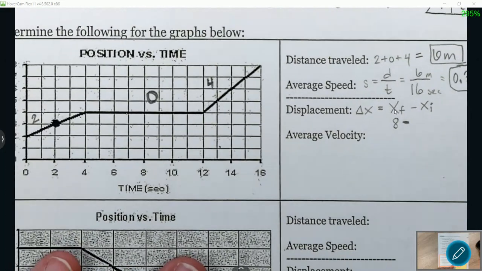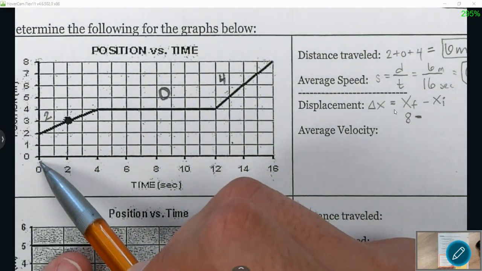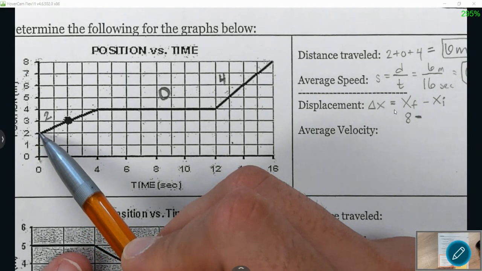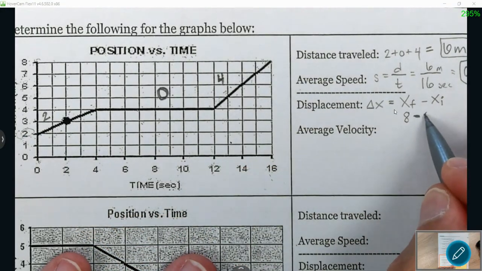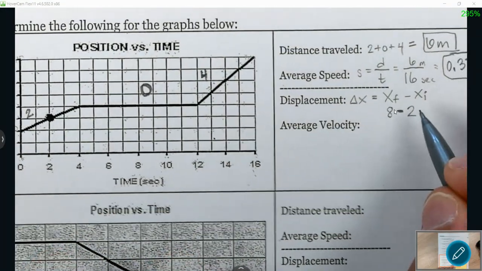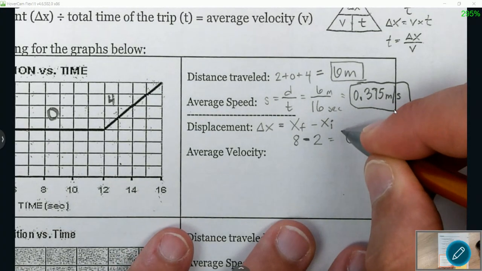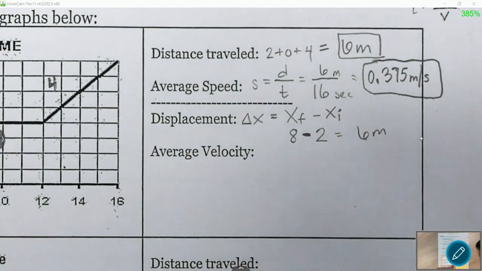And where did I start at? So where is my starting time? 0. And go up until I hit my slope. Right here. And then go to the left. And what position am I at here? 2. 8 minus 2. How much is that? 6 meters. Now, it is a positive number, so my direction is indicated here by the positive, it being a positive 6.